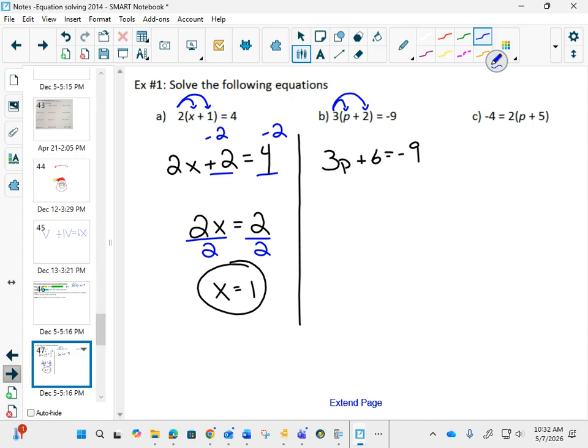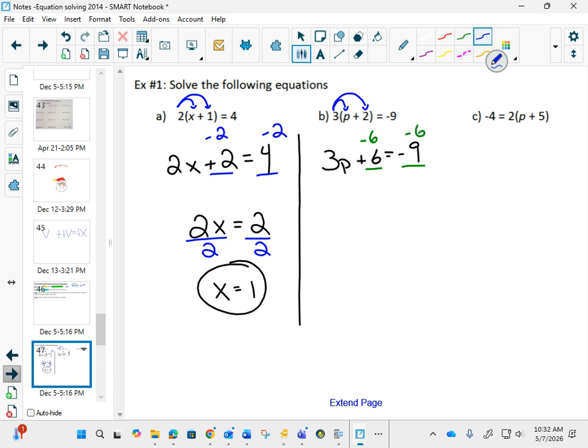Once your brackets are away, look for like terms. Sure enough, these two are like terms, but they're not on the same side of the equation. So I want them on the same side. I'm going to move the 6 over, the opposite of adding 6.